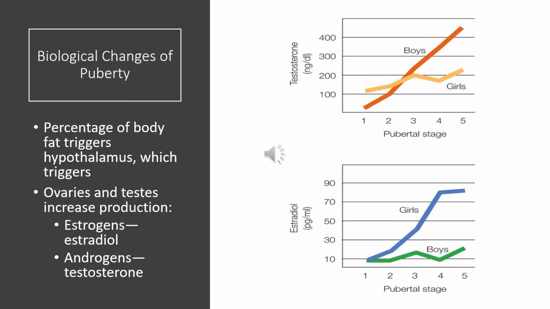Estrogens, the most common of which is estradiol, and androgens, the most common of which is testosterone. And as you've probably heard before, both males and females have estrogens and androgens. Estradiol is 8 times higher in females than it was prior to puberty and twice as high in males. Testosterone is 20 times higher in males than it was prior to puberty and 4 times higher in females.